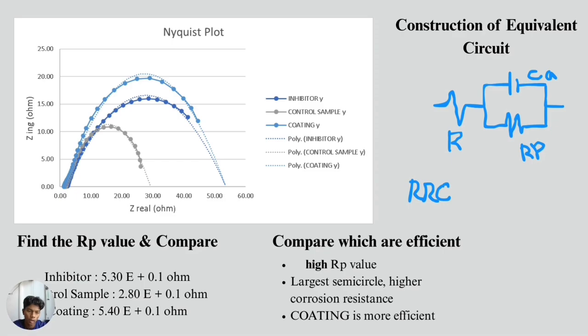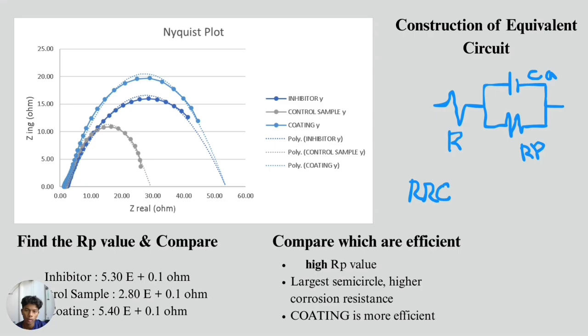So looking at the Rp value, we know which are efficient. To compare which are efficient, we can look for the highest Rp value and largest semicircle. So we know that coating is more efficient because it has the highest value, which is 5.4, and largest semicircle.